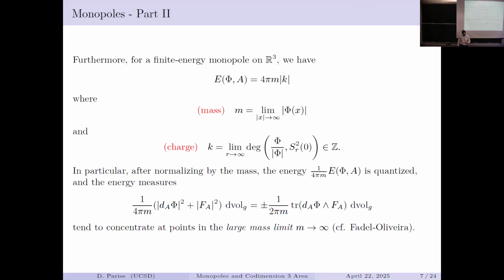And in particular, one thing that has been proven in recent time, so the school of Donaldson started investigating, is what happens in this large mass limit, so when m goes to infinity.